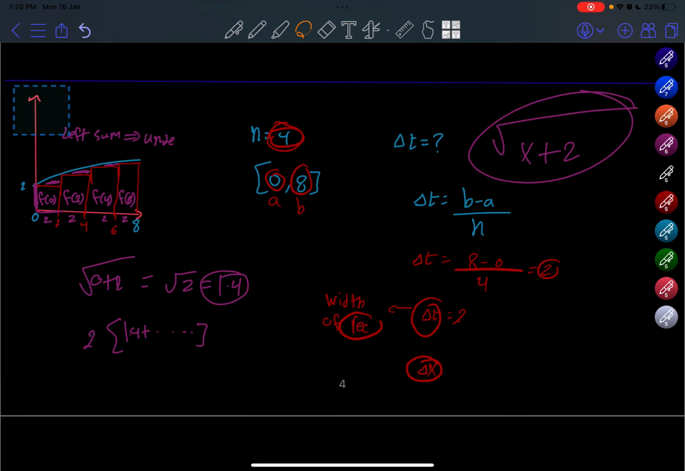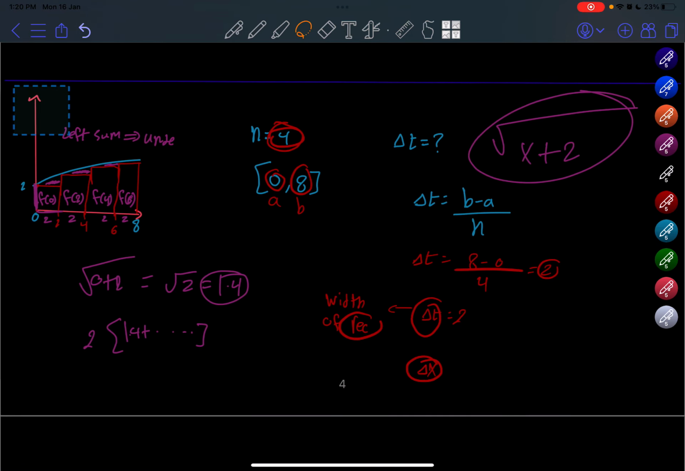Actually, let's just delete some of it, and we will keep some. This time it will be right sum. As we said, if it's right sum, it means that it will be overestimate. And let's draw a curve from 2 like this.